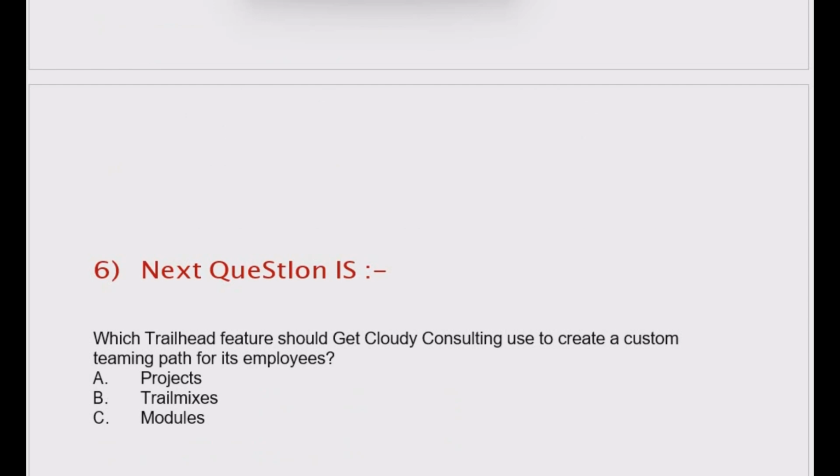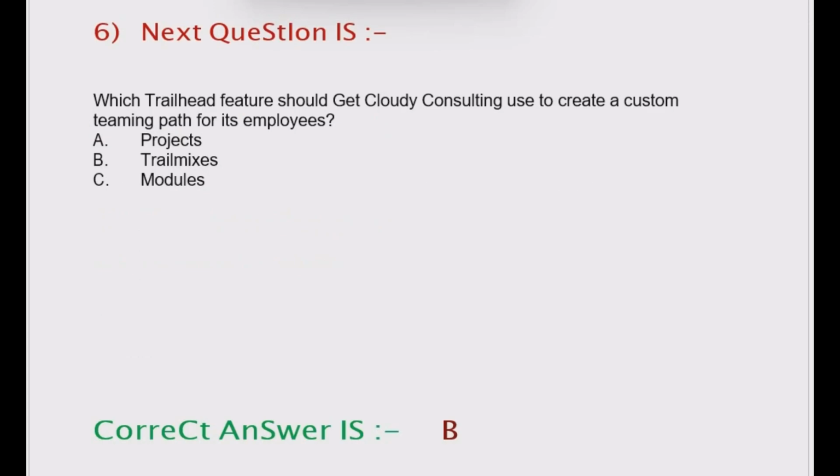Question is which Trailhead feature should Get Cloudy Consulting use to create a custom learning path for its employees? Option A projects. Option B trail mixes. Option C modules. Correct answer is option B.